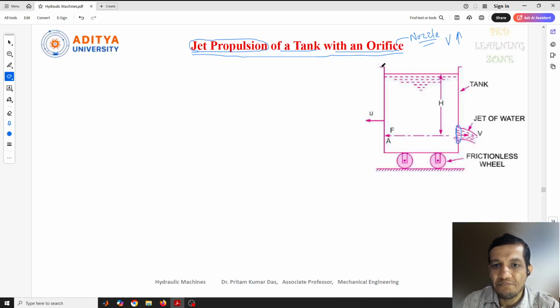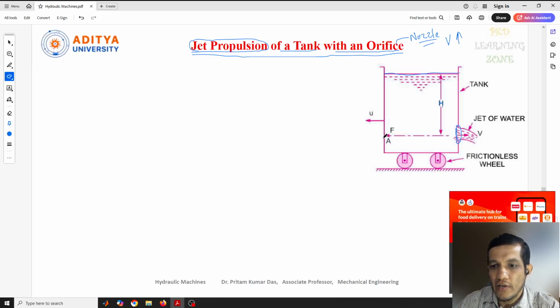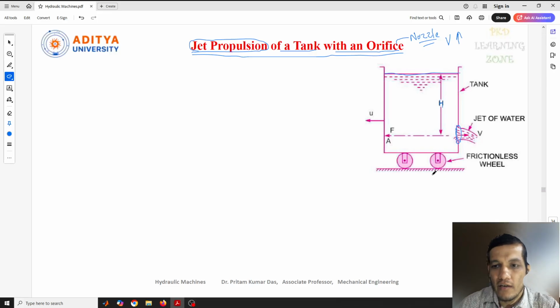Here we can see a tank which consists of some volume of water with a height of h, and this tank is installed on two wheels. These two wheels need to be considered frictionless, so that the tank can be easily moved on the surface. The tank is filled with water to a height of h from the center point of the exit of the water.